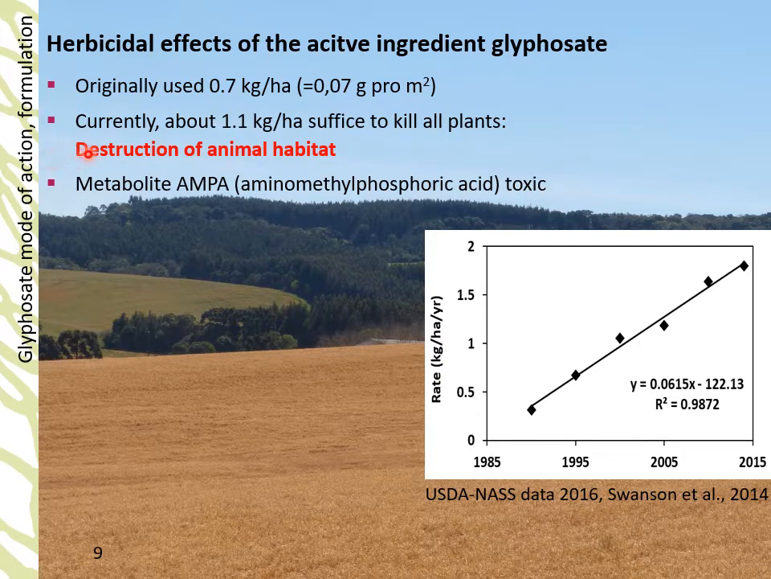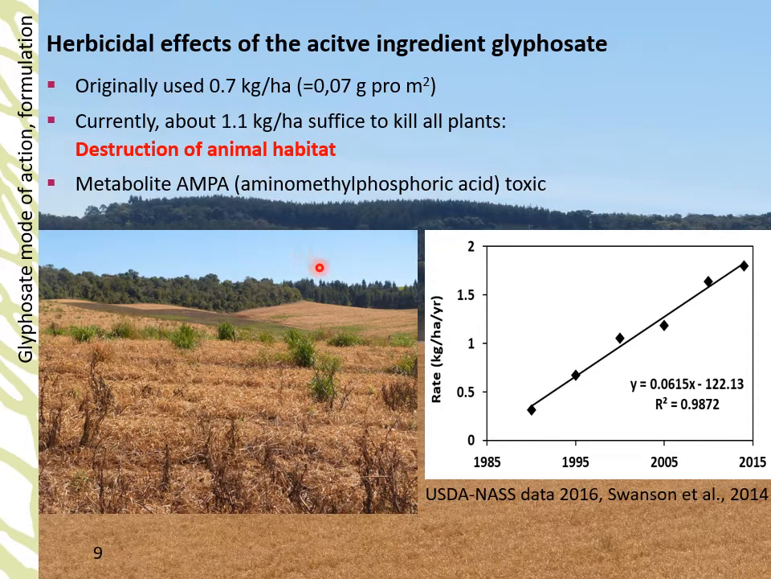If the plants are destroyed, all the animal habitat is gone. What you see here in the US, they started with less than 0.5 kilo per hectare in the 1980s. By now, the recommendation is 1.8. So they even apply more glyphosate than we do here in Europe. The metabolite is aminomethylphosphoric acid. AMPA is toxic.